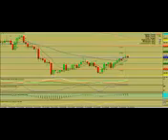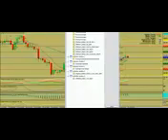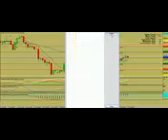First of all, I need to set up this chart. We're going to get rid of the CCI. Not going to need that one, and also the stochastics. Going to need that one. Okay.